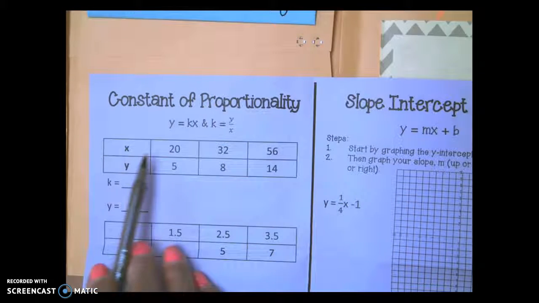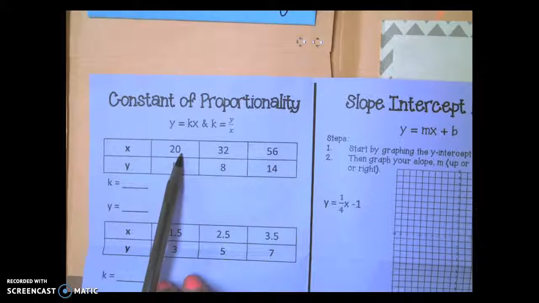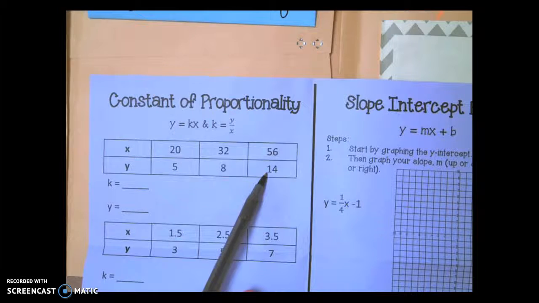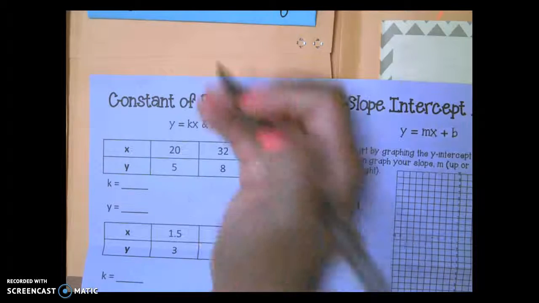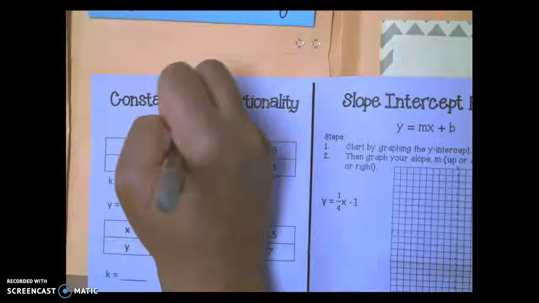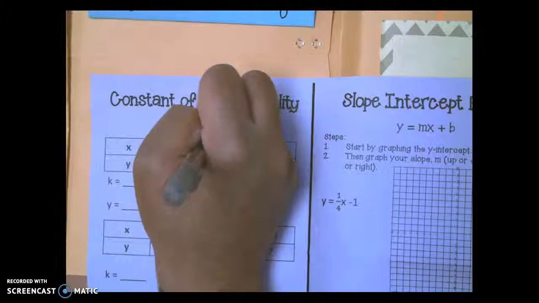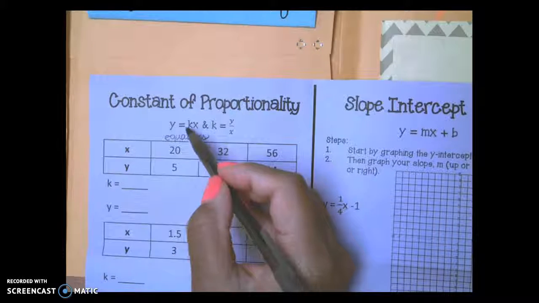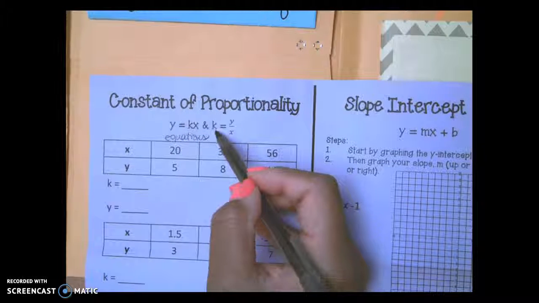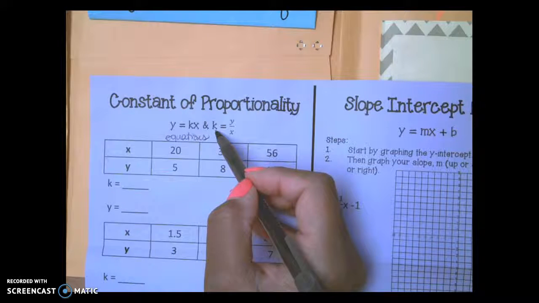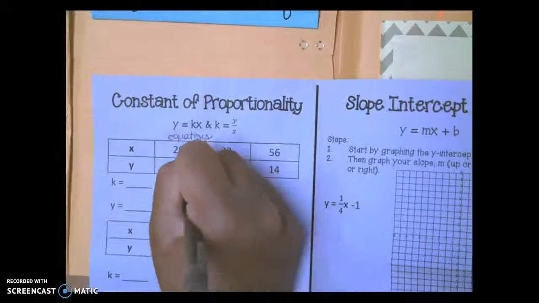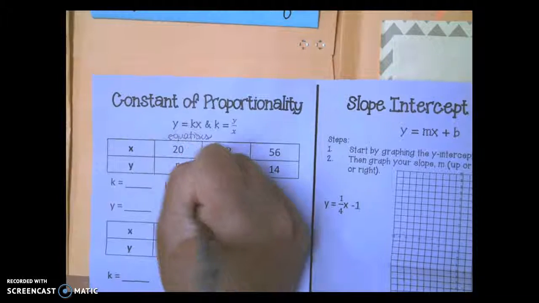Pay attention. My x values are 20, 32, and 56. My y values are 5, 8, and 14. Y equals kx. These are both equations. So this one is to find y, and this one is to find k. In order to find k, we have to do y over x.